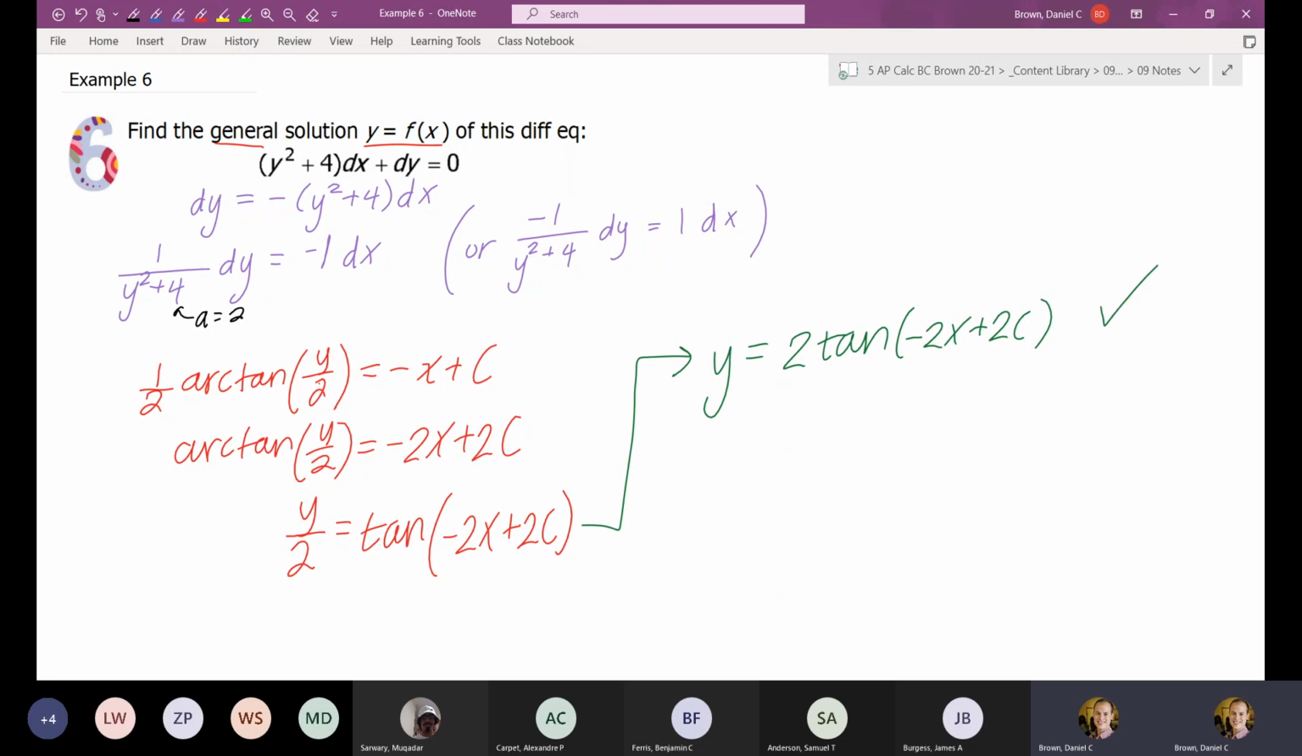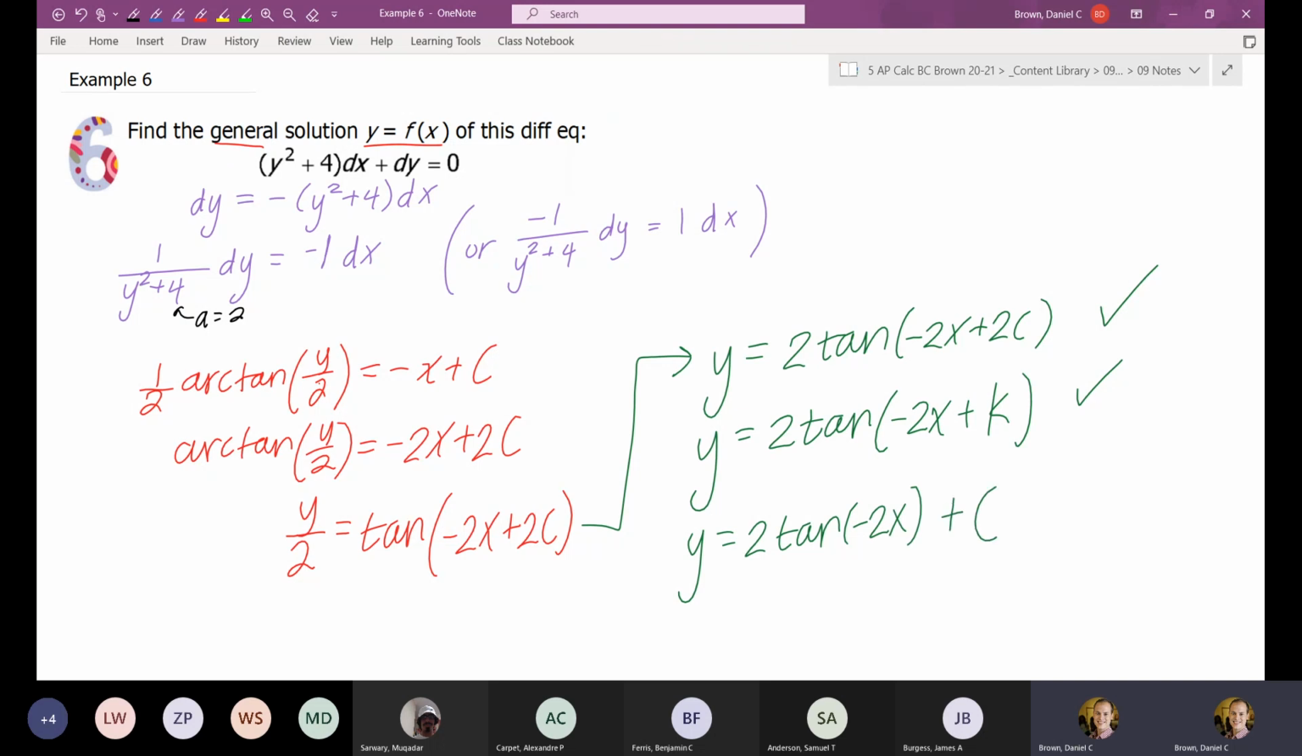Other ways we could rewrite that one. C is a constant, so what's 2 times c? Just another constant. This answer would also be okay. I'll just choose K. An answer that I often see that is incorrect is people write it as y is equal to 2 tangent, and then they'll have negative 2x, and they'll let that constant just keep hanging out on the outside. That would be wrong, because the way we did this algebra, that constant ended up inside of that tangent function. So again, just follow algebra.